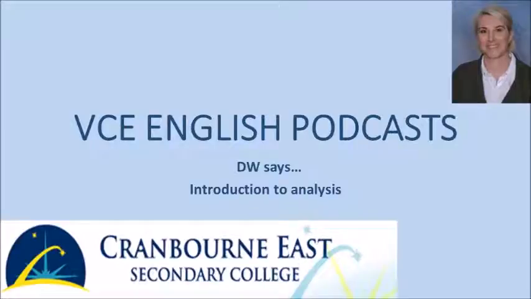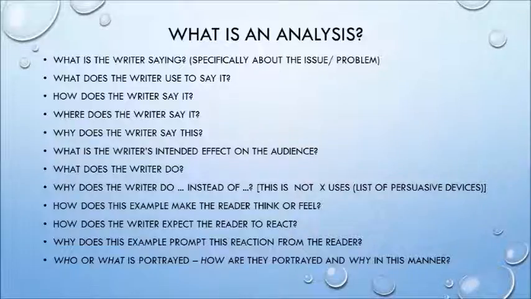Today we're going to look at what an analysis is and how you might go about doing it. The important thing to know is you need to know what the writer is actually saying, what their comment is about a particular issue or problem. It usually is a criticism or a condemnation, or they could be justifying a particular point of view, and it's not necessarily the exact words written in the piece. You need to work out what they're implying.